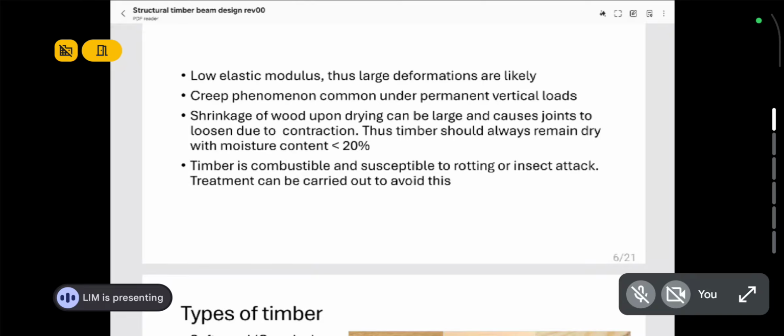Creep is a type of deformation in any structure. It can be concrete, steel, or timber, but it's quite common in timber. It's caused by consistently high loading. If you apply high loading to the structure, it will start deforming, and this deformation is called creep. Basically, once you remove the high loading, the structure will not go back to its original shape.